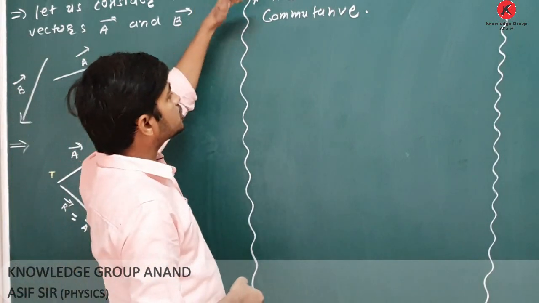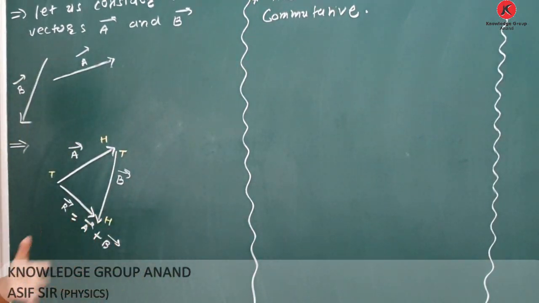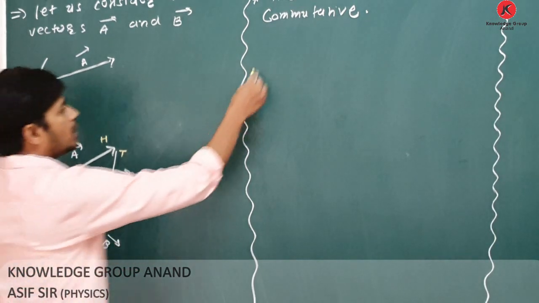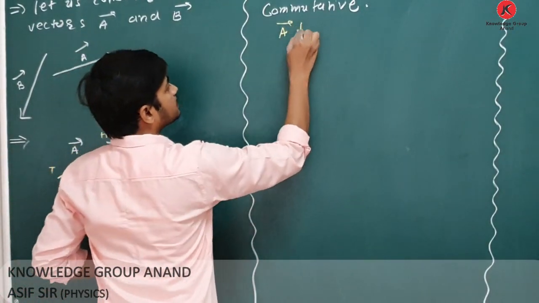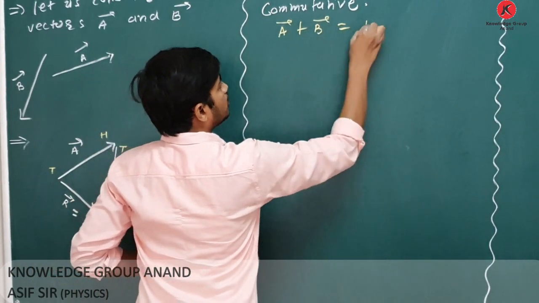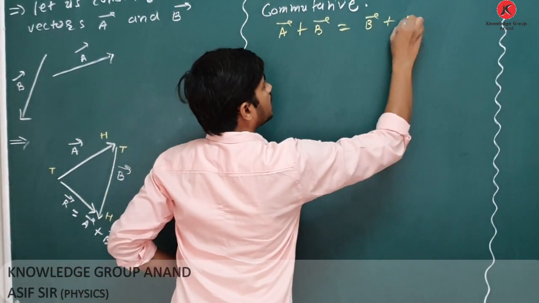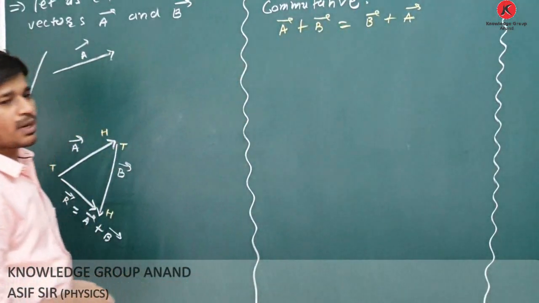Now the vector addition is commutative. What is meaning of vector addition is commutative? See, what is meaning of commutative? A plus B is equal to B plus A. It does not depend on order.